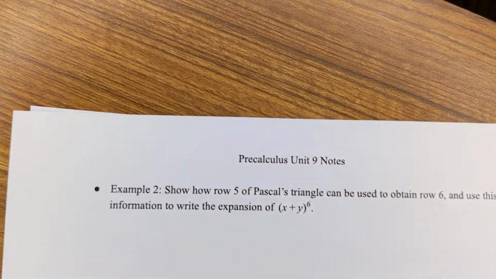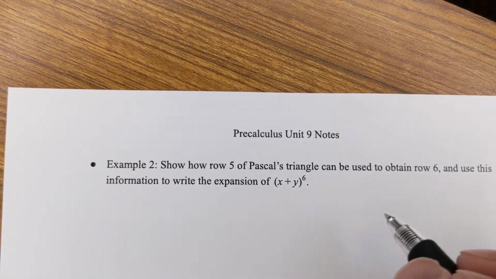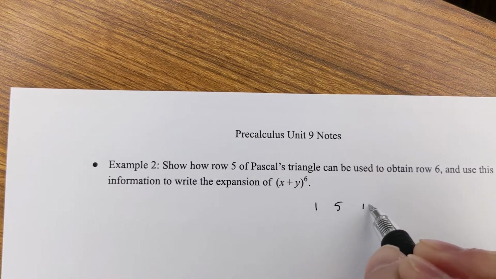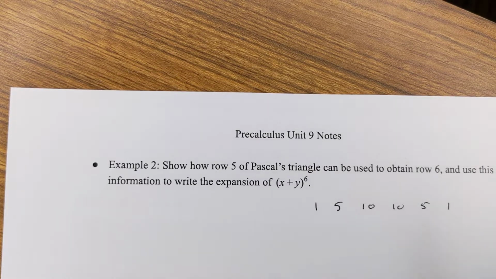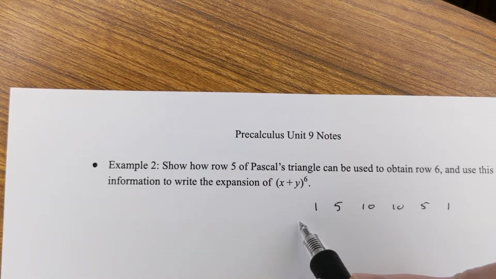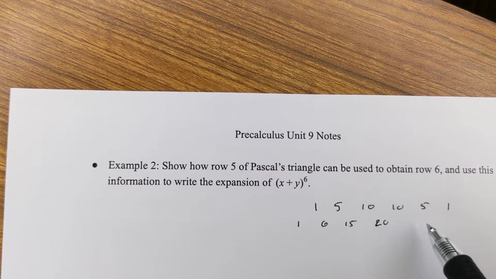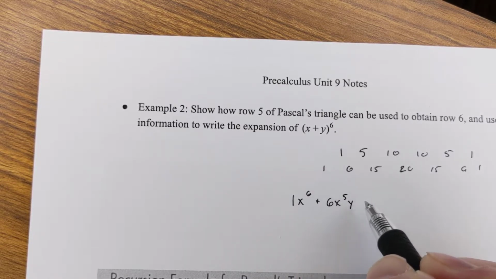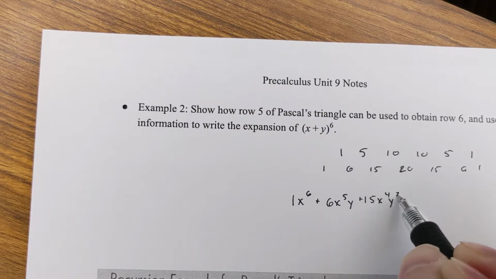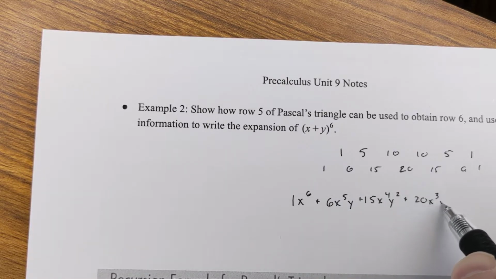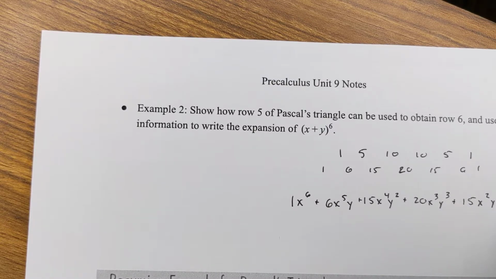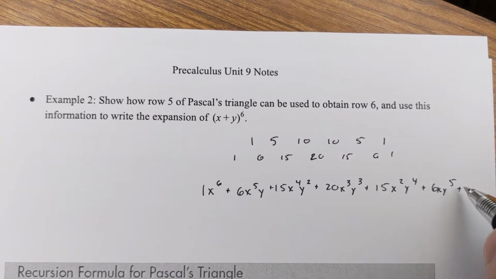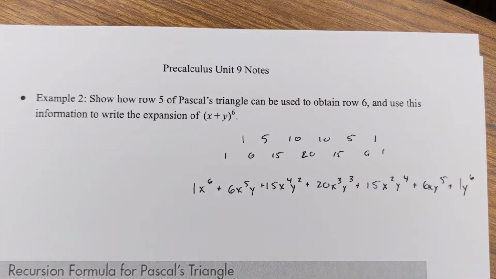Here we have example 2. Show how 5 rows of Pascal's triangle can be used to find row 6. So our row was 1, 5, 10, 10, 5, 1. The next row would be 1, 6, 15, 20, 15, 6, 1. So the expansion is going to be 1x to the sixth plus 6x to the fifth y plus 15x to the fourth y squared plus 20x cubed y cubed plus 15x squared y to the fourth plus 6x y to the fifth plus 1y to the sixth. So there you go.